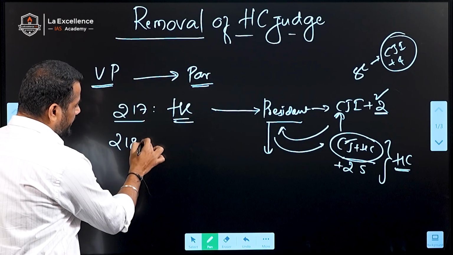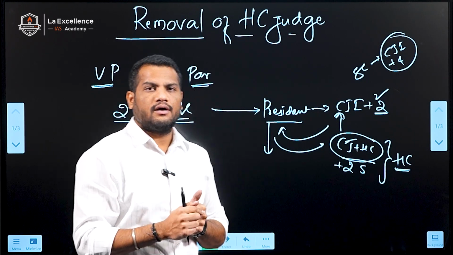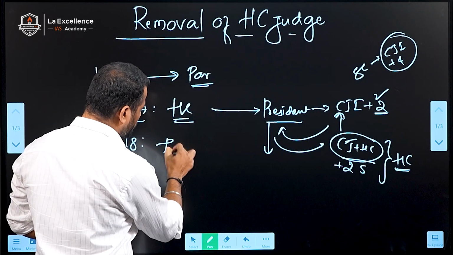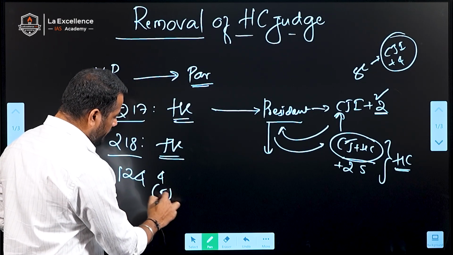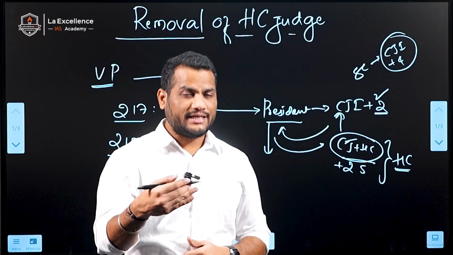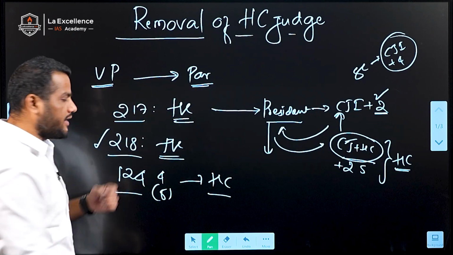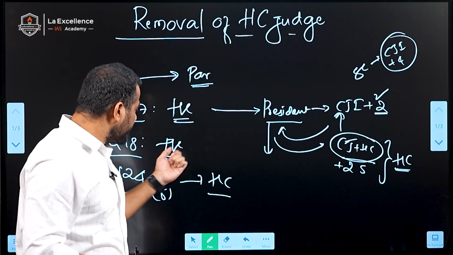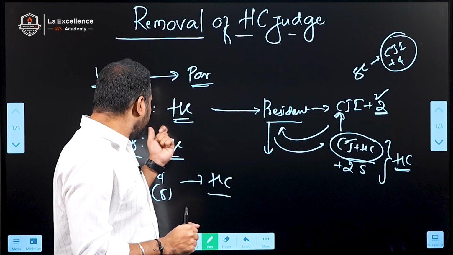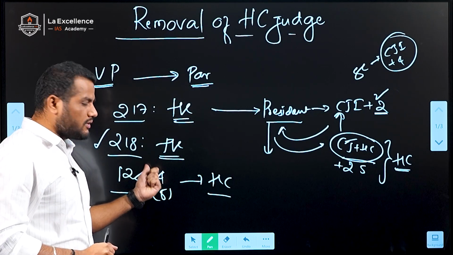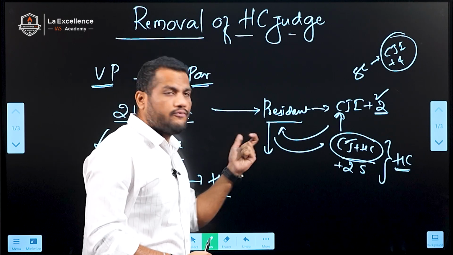Article 217 says that certain provisions of the Supreme Court with respect to removal and service conditions are also applied to High Court judges. Article 124 subclause 4 and subclause 5, which govern the removal of Supreme Court judges, are also applicable to High Court judges, because Article 218 says that certain provisions of the Supreme Court are applicable to High Court judges as well. So because of Article 218, Article 124 subclause 4 and 5 are also applicable to a High Court judge for removal from office.